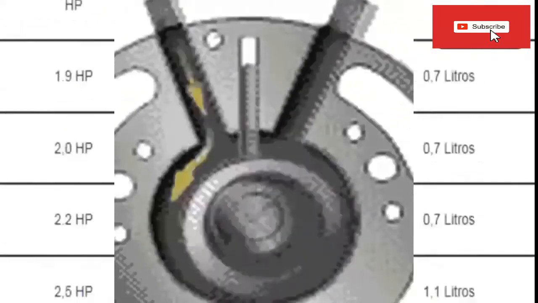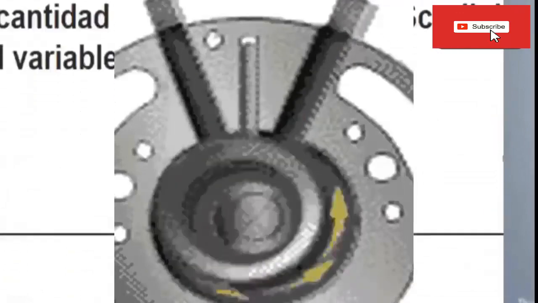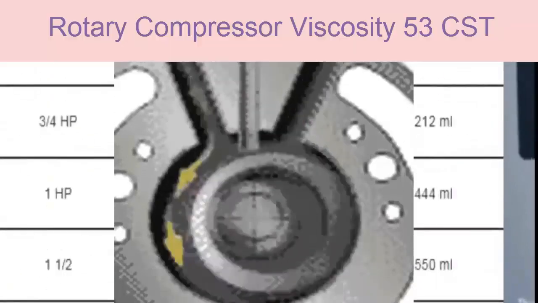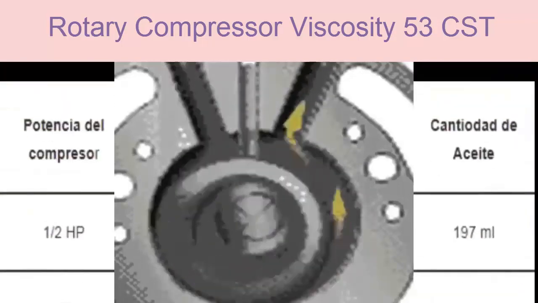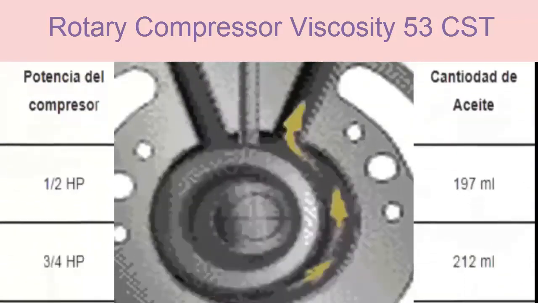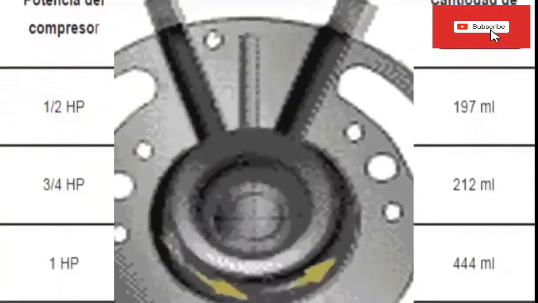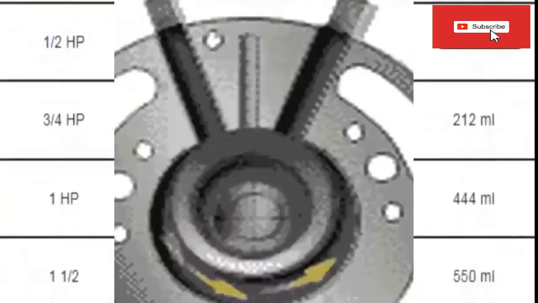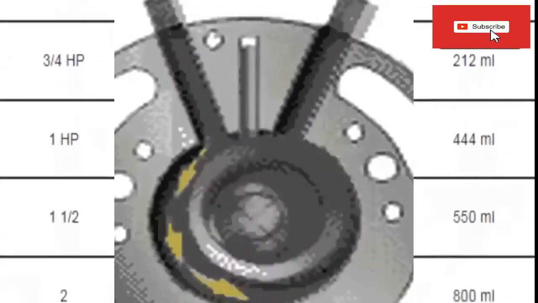Now we are going to see the table with rotary compressors. The viscosity for the oil most used by the manufacturers of these compressors is 53 cSt. With an electrical power of the compressor of 0.5 HP, 197 milliliters of oil is required. With an electrical power of the compressor of 2 HP, 800 milliliters of oil is required.